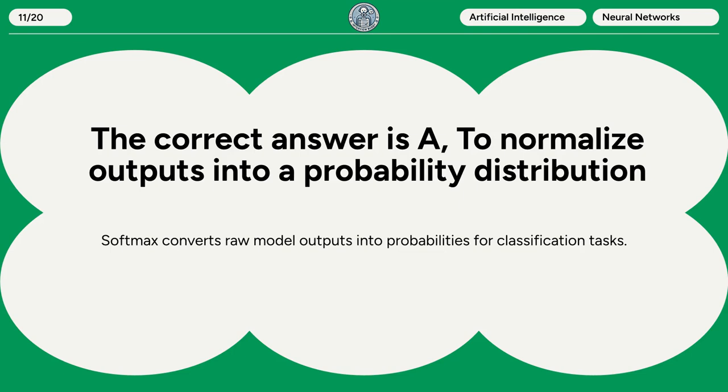The correct answer is A. To normalize outputs into a probability distribution. Softmax converts raw model outputs into probabilities for classification tasks.